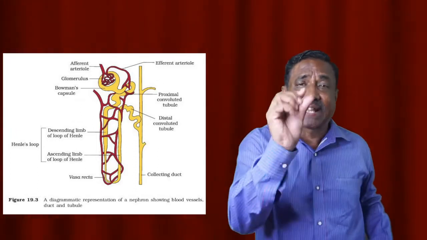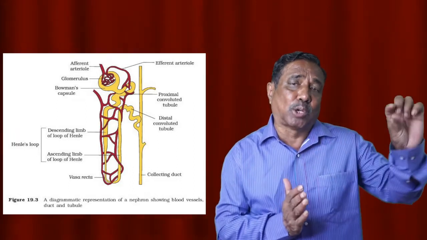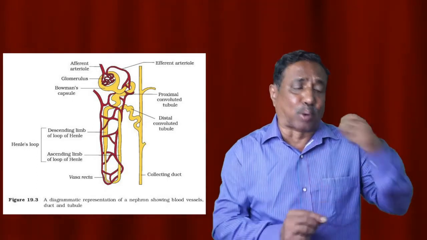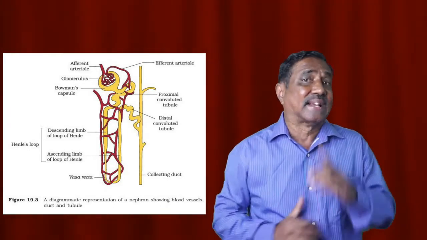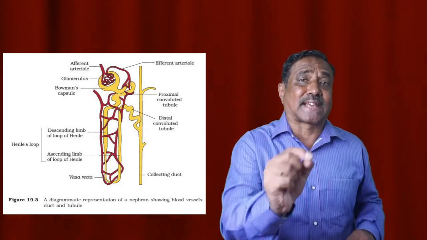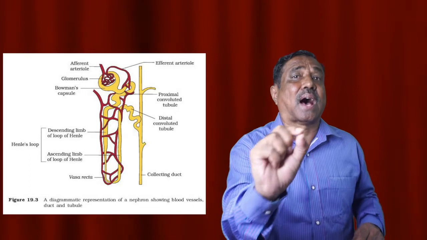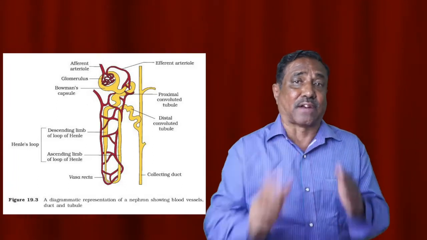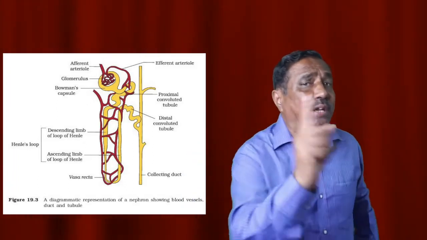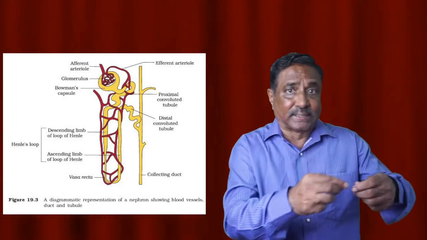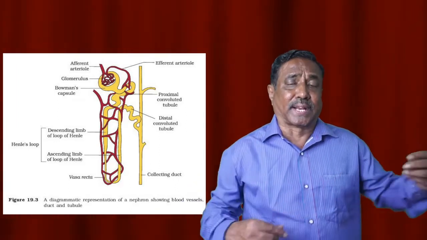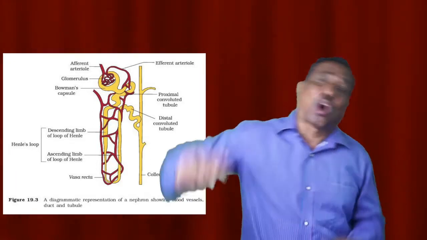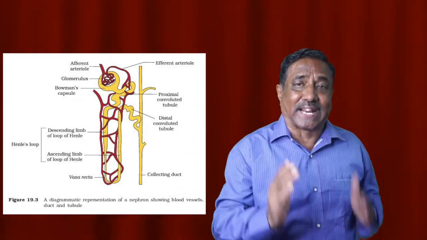juxtamedullary nephrons. In case of cortical nephrons, Bowman's capsule is placed in the cortex region. A little portion of the loop of Henle can be seen there, and the vasa recta may be present or absent. A small amount of the region of vasa recta can be seen or even absent, that is in cortical nephrons. And the loop of Henle, which is small in case of cortical nephrons, is long in juxtamedullary nephrons and runs throughout the medulla.